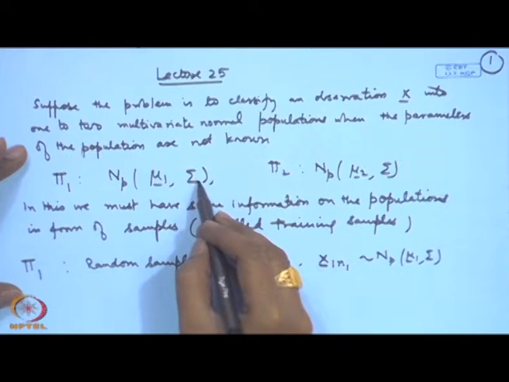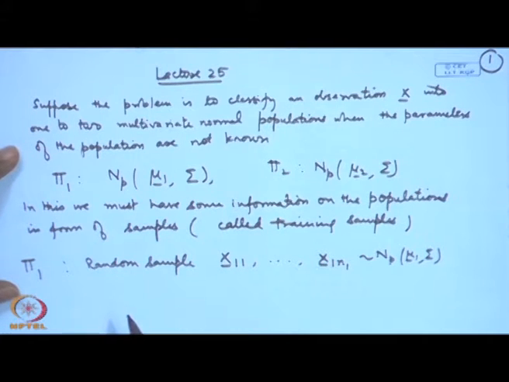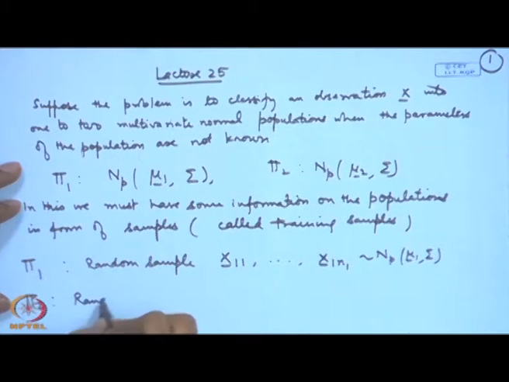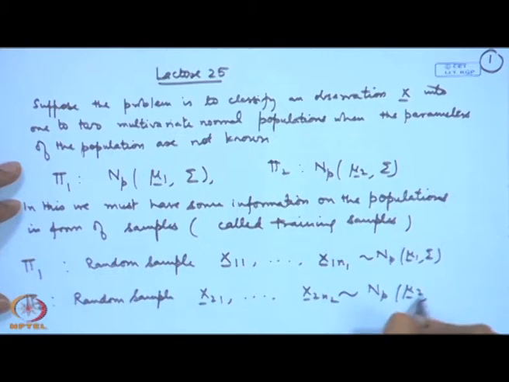Once again, you note here that although the parameters are unknown, I have assumed the variance covariance matrix to be common. There can be another case when that is not common, and again you can see that there will be complications as in the case of the known parameter problem. And from pi 2 we have x 2 1, x 2 2 and so on, x 2 n 2. This is the sample from the second population.